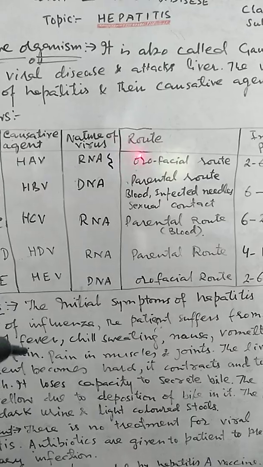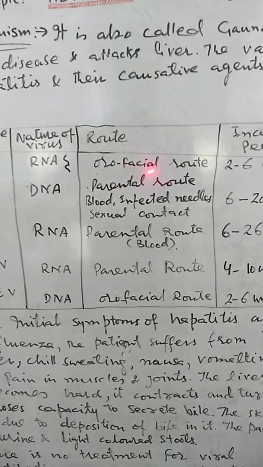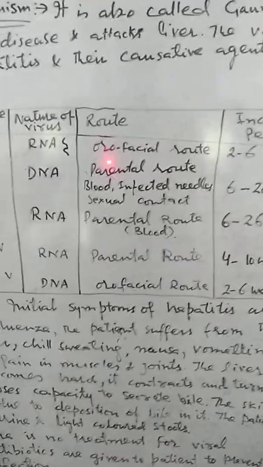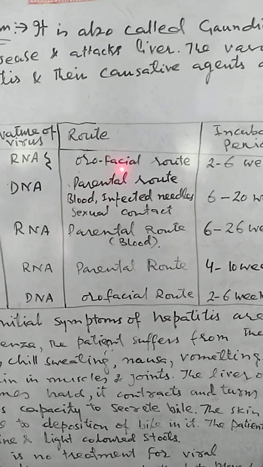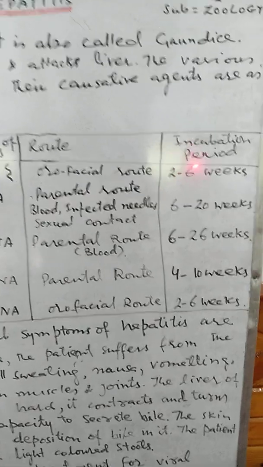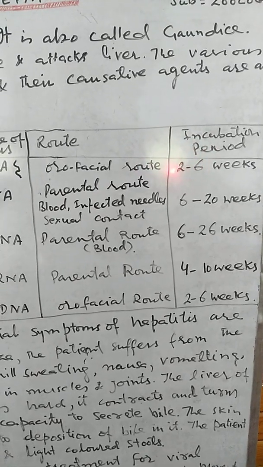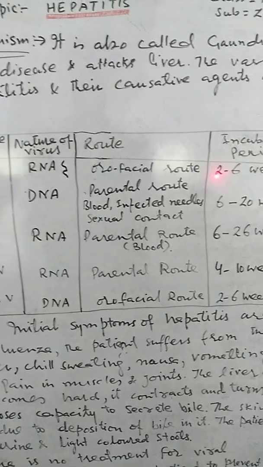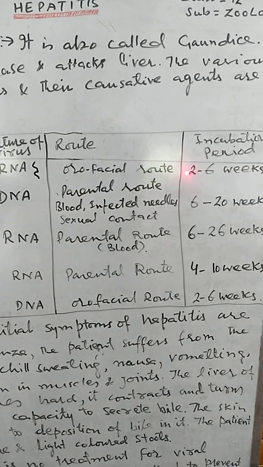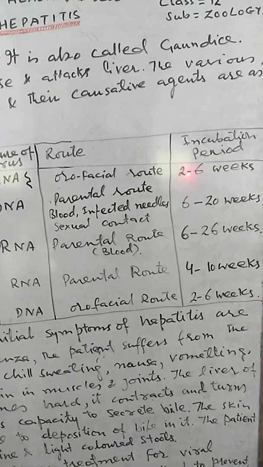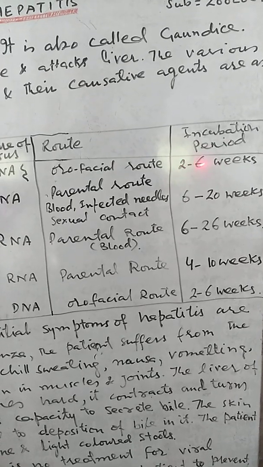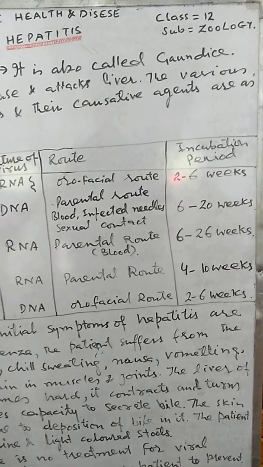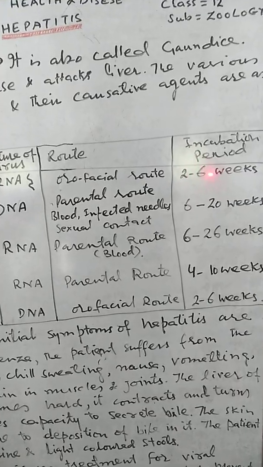What is the route of infection of this virus? Orofecal route. It occurs through the gastrointestinal tract. The incubation period of this virus is from 2 to 6 weeks. It means that when it enters the body and starts showing symptoms, it will take 2 to 6 weeks: at least 2 weeks, maximally 6 weeks.